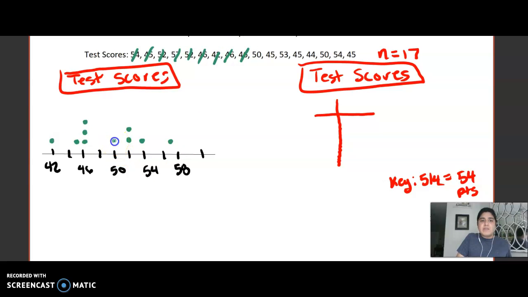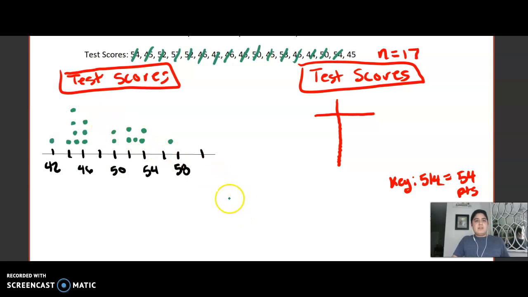One at 50, another one at 45, one more here at 53, actually our first one there at 53, another one here at 45, one here at 44, another one at 50, one more at 54, and then one last one here at 45.